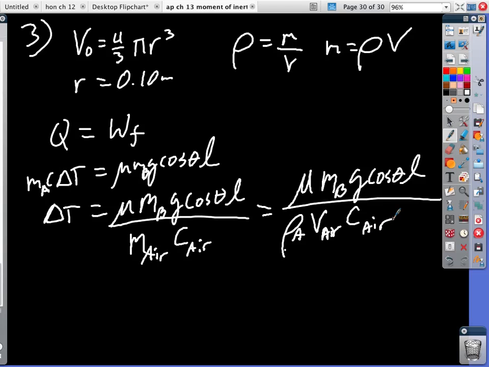And then all that stuff's just given. The density of the air I gave you. The volume of the air is right there with that radius. Specific heat of air I gave you. Mass of the block, you know. G, and so on, do that.